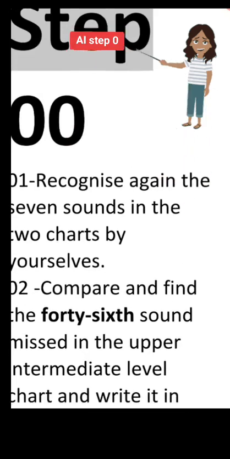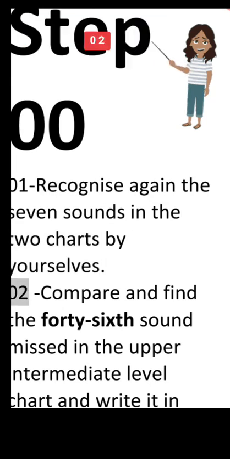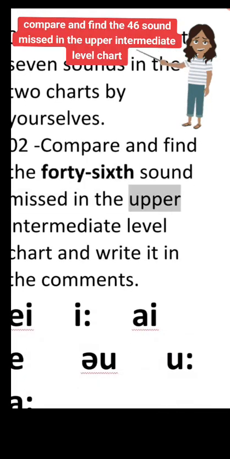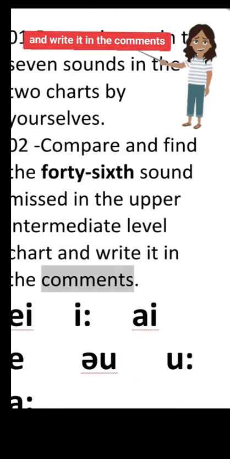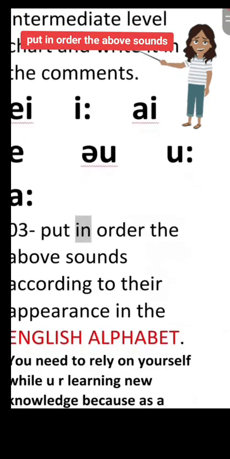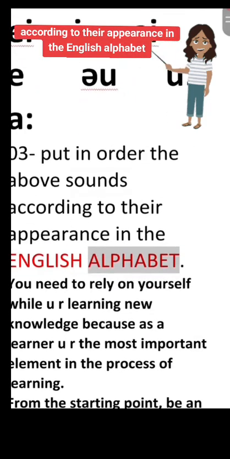Activity. Step 1. Recognize again the 47 sounds in the 2 charts by yourselves. 2. Compare and find the 46th sound missed in the upper intermediate level chart and write it in the comments. 3. Put in order the above sounds according to their appearance in the English alphabet.